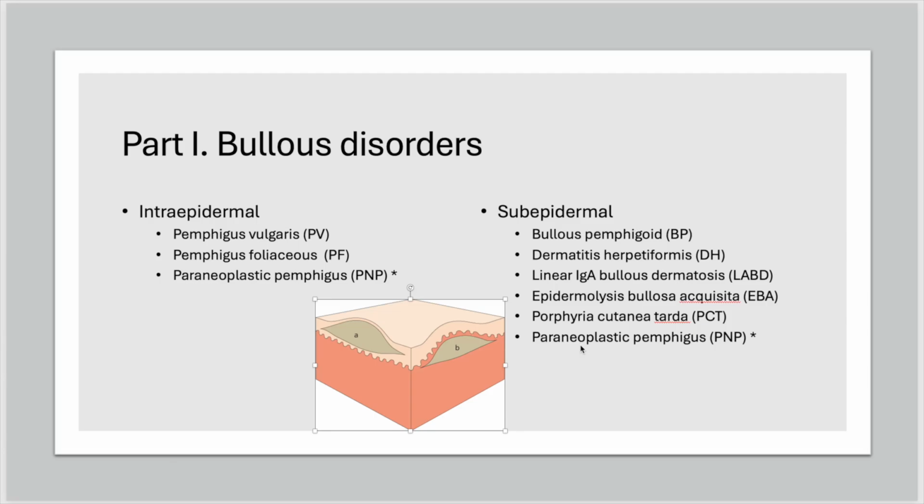That is because it is a complex entity with overlapping features, both intraepidermal acantholysis as well as interface or subepidermal involvement. That is why you see the PNP listed in both. So let's go through this one by one. Let's start with pemphigus vulgaris, PV.